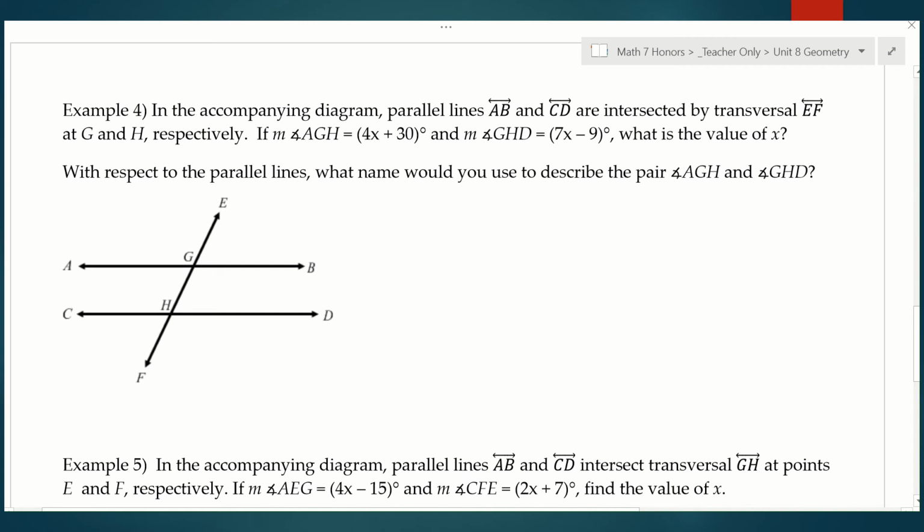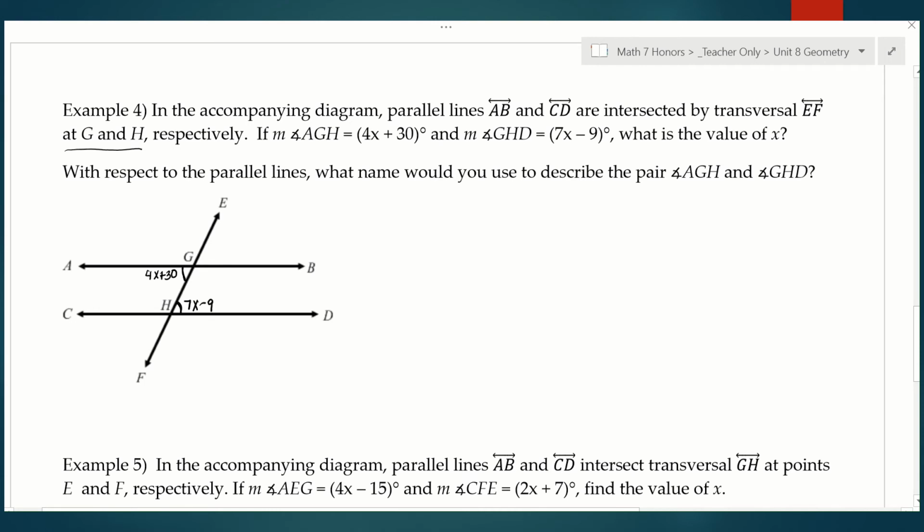So one thing that's different about this is they tell you the points at which the transversal intersects the parallel lines. So when they say at G and H, they're just saying that's where that transversal intersects those two lines. Not a huge deal. It's actually just going to help us when we go to label our angles. So AGH, if you follow your letters there, is this angle. That's what they're talking about. So I'm going to label that 4x plus 30. And then GHD, that's this one here, and that is 7x minus 9.